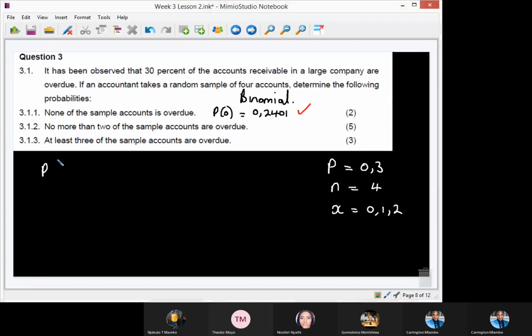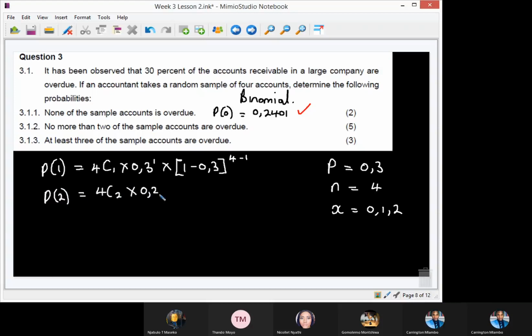So let's start with the probability for 1, which is equal to 4C1 times 0.3 to the power 1 times (1 minus 0.3) to the power 4 minus 1. Then you also do for 2, which is 4C2 multiplied by 0.3 to the power 2 times (1 minus 0.3) to the power 4 minus 2. Right.